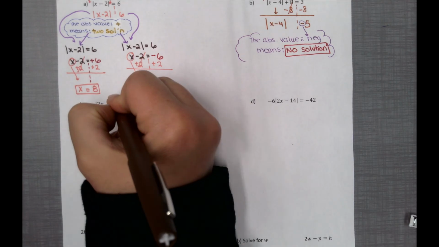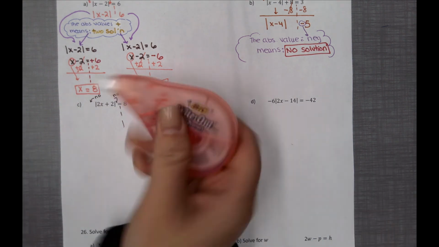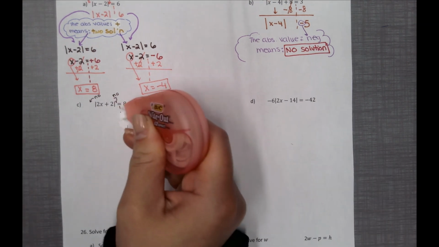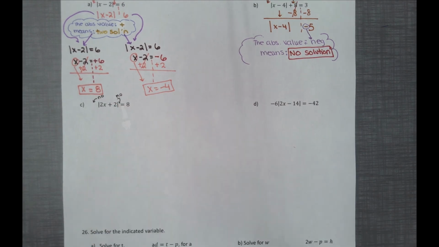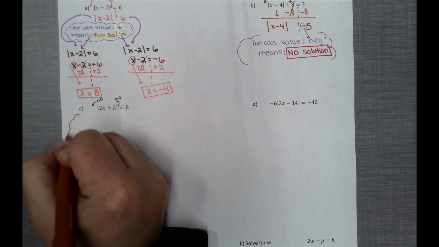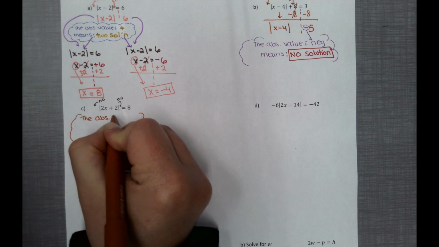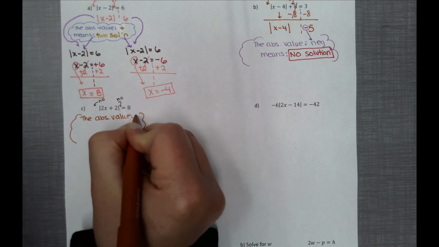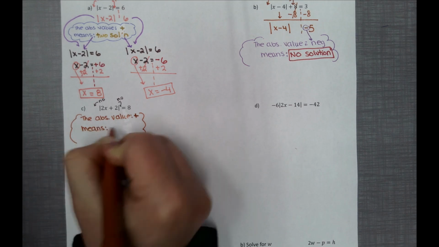Do I see anything behind it? No. Do I see anything in front of it? No. So I'm going to not even do a dotted line on this one. I'm going to remove that dotted line. Why? Well, because I don't need to move anything. Instead, I'm going to jump into my thinking bubble and say the absolute value is positive 8 means 2 solutions.